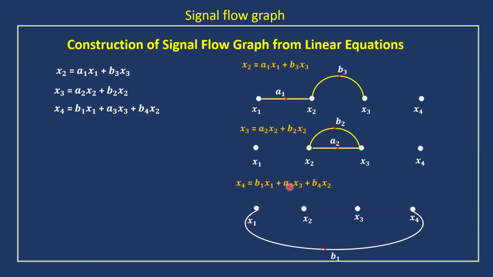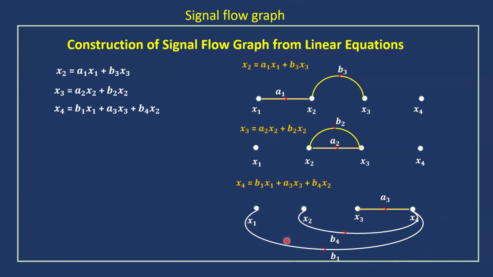And then A3 X3 from the X3 node. We can represent that as a straight line because no other straight line connection is there from X3 to X4. So we can represent that as a straight line, which is having gain A3. And then B4 X2. From X2, a straight line connection is already taken out, and a curve is also taken out. Another curve from X2 to X4, representing gain B4. X2 to X4, B4, and X1 to X4, B1. So this is the signal flow graph representation for the third equation.